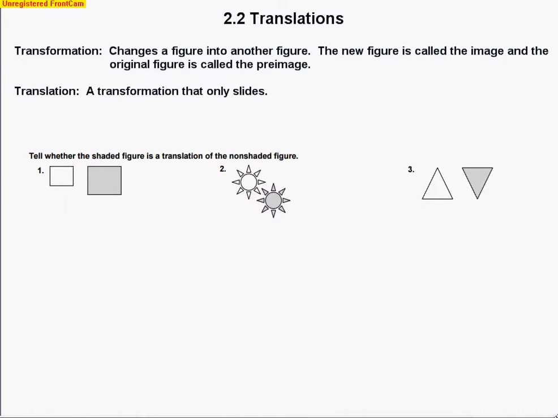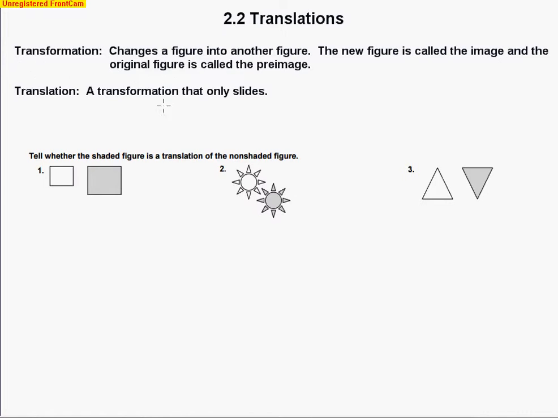This is the tutorial for Chapter 2, Section 2, titled Translations. And before we get into translations, we got to talk about what a transformation is. Here's that word transformation right up here. And basically what a transformation is, it's a change. It changes a figure into another figure.